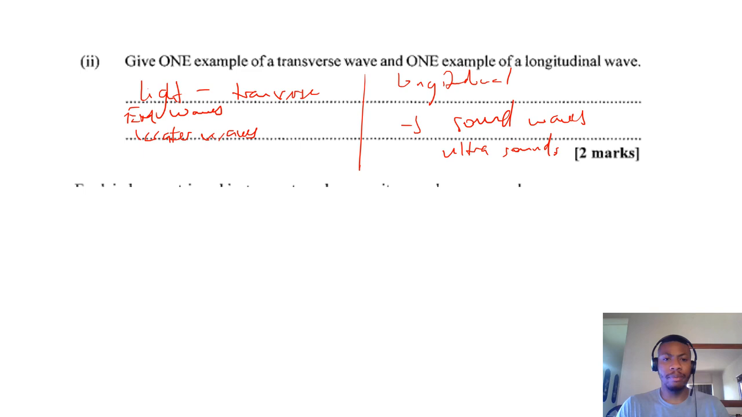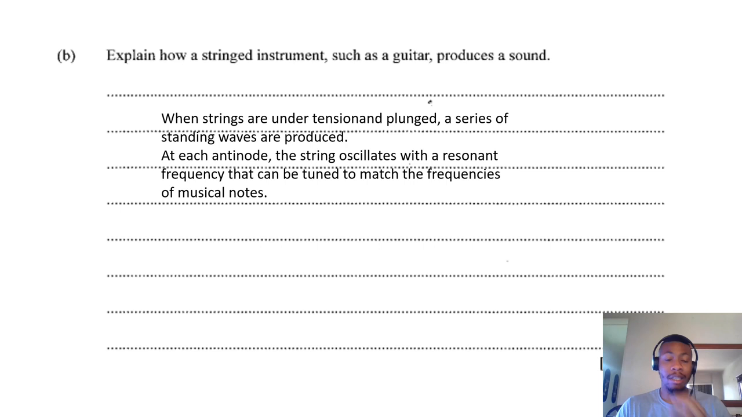Now the question then goes on to ask us to explain how a stringed instrument such as a guitar produces sound. Generally speaking, when strings are under tension and they are plucked, a series of standing waves are produced. If you know anything about standing waves, they tend to form points that are called nodes and antinodes. The antinodes are the sections where the largest amplitude is produced, and at that point you find that there is a large resonant frequency. Those resonant frequencies can be tuned to give you a particular frequency of musical notes.